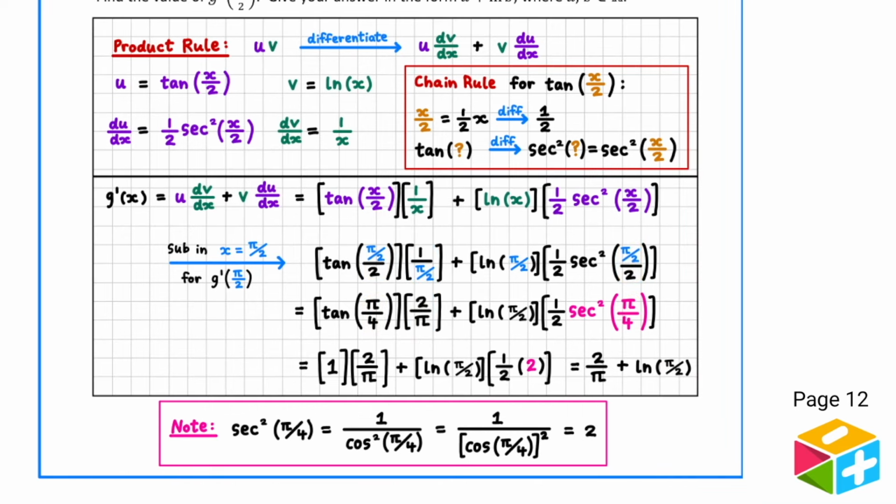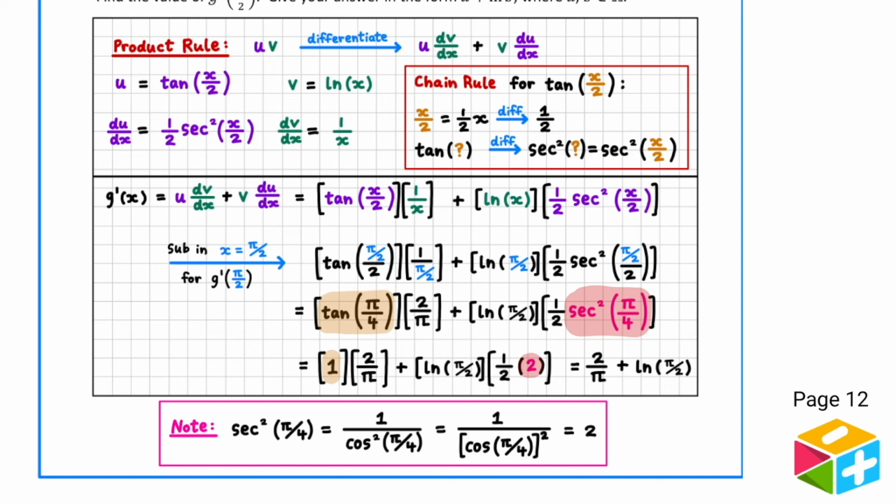Now, we can turn to our calculator to evaluate tan of pi over 4. And it's crucial that we're in radians mode here. This comes out as 1. By definition, secant of x is equal to 1 over cosine of x. So secant squared of pi over 4 will be 1 over cosine squared of pi over 4. This can be rewritten as 1 over cosine of pi over 4 all squared. If we type this into our calculator, we'll get an answer of 2.